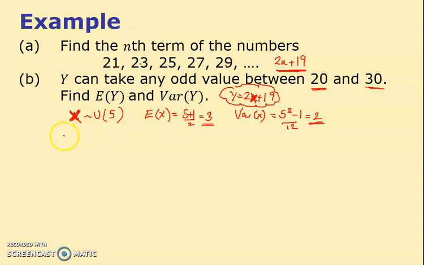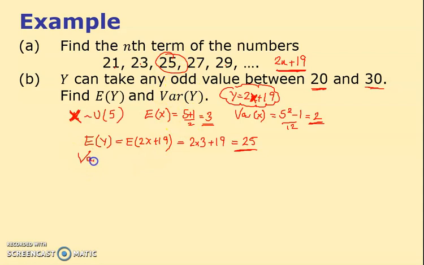Now notice, if I want to work out what E of y is, this is coming back to what we saw last time. E of y is really E of 2x plus 19. And as I saw last lesson, what you can do is simply say, well, I know what E of x is. It's 3. So E of 2x will be 2 times 3. Then it's E of 2x plus 19, so I add 19 on as well. That's 25. Now look at the numbers. I reckon, on average, if I pick one out of those at random, I'm going to get 25. That's no great shock.